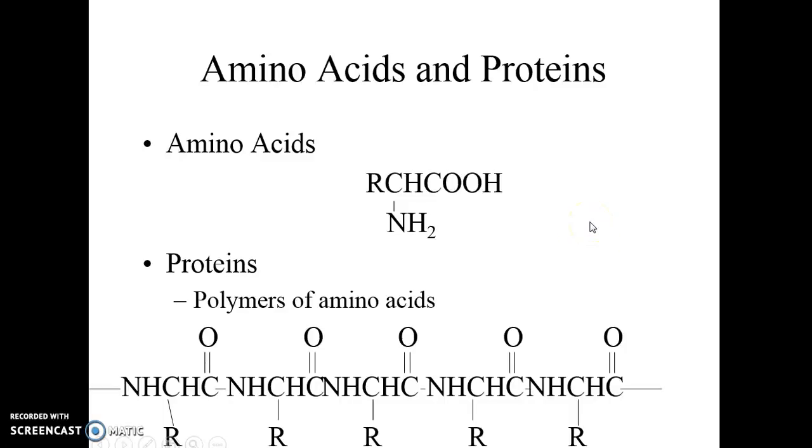Proteins are an essential nutrient in our body and are what make up our muscles and many of our organs. Amino acids are the building block for making proteins. So let's look and see how amino acids are constructed and how they're put together to make a protein.